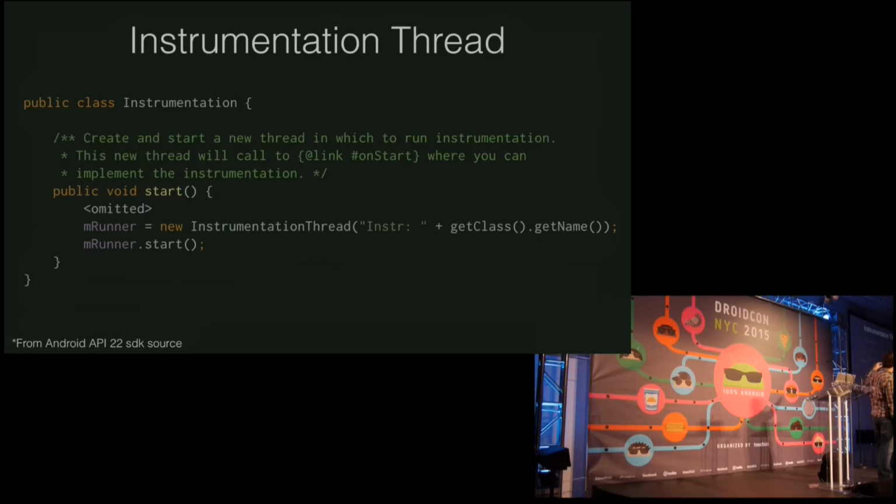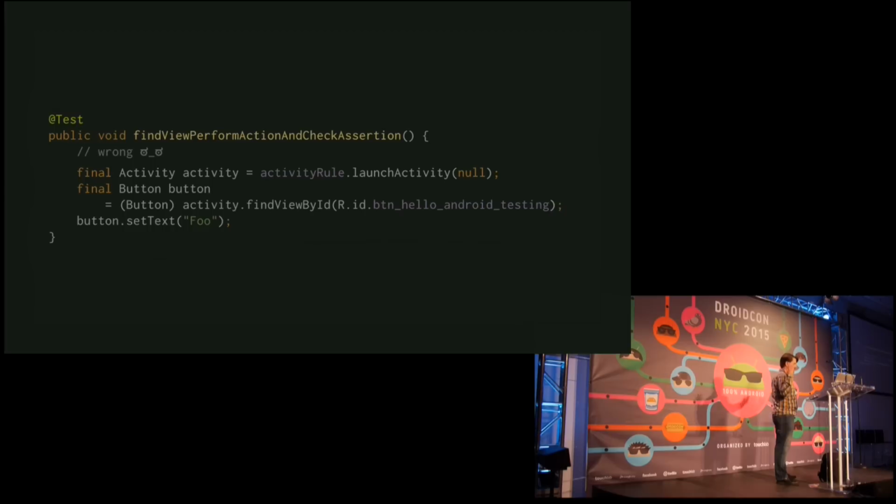And inside of there, when you call start, before it runs any of your tests and goes through the normal test runner stuff, it creates this new instrumentation thread and calls start. So all of your code inside your tests, when it runs, is running on this instrumentation thread that is started there. So what are the implications of that?